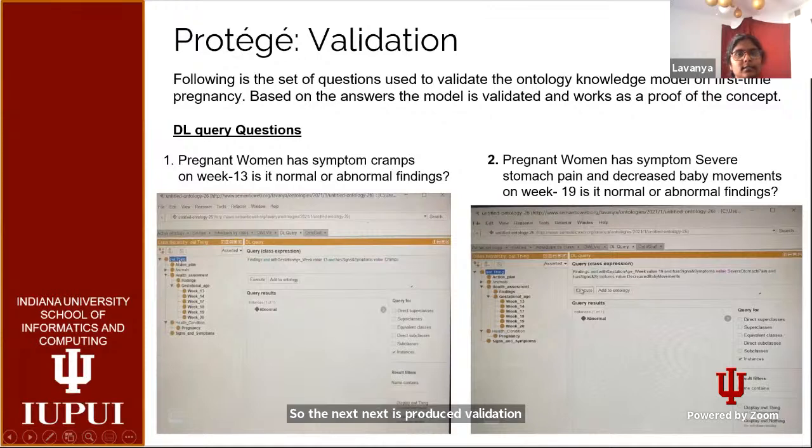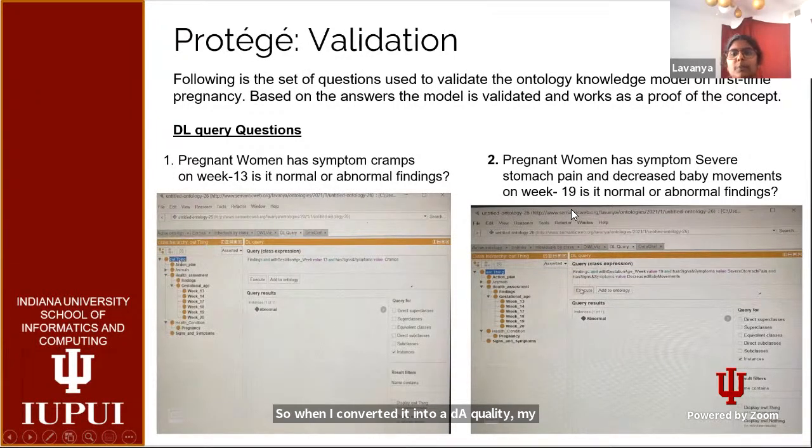The next is Protege validation. I used a reasoner to check the validity and the competency of my model, and to see if my model shows the outcome as we expected or not. For that, I created 6 small questions and converted them into DL query, a formal description language. The first one is: pregnant woman has symptoms, cramps on week 13. Is it normal or abnormal? When I converted it into a DL query, my reasoner shows it's abnormal.